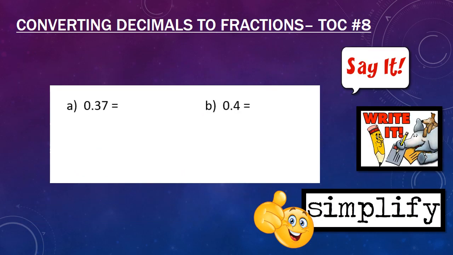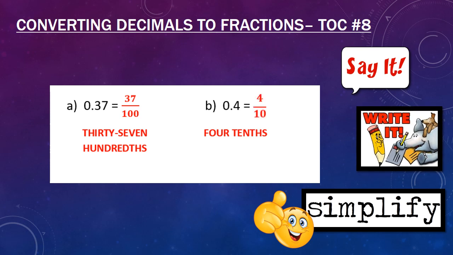So let's look at some examples. First step, say it. We have 37 hundredths. Then we're going to write it, 37 over 100. Then for this one, we can't simplify. Let's look at the next one. Say it, 4 tenths. Write it, 4 over 10. This one I can simplify. I'm going to divide both by 2, and I end up with 2/5. And that's my answer.